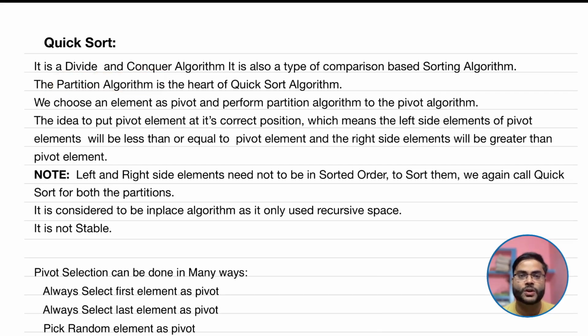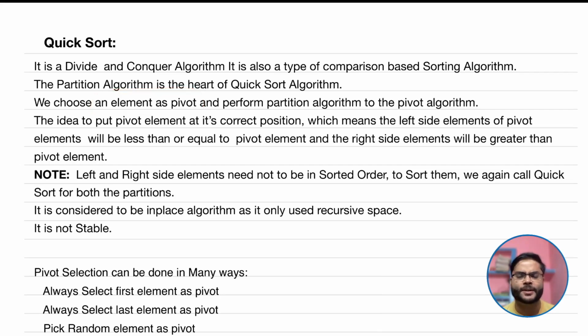Like in merge sort, we use the merge algorithm, right? The majority of the task was done by the merge algorithm only. Like that, in quicksort we have the partition algorithm. Now, how does the partition algorithm work? We choose an element as pivot, right?